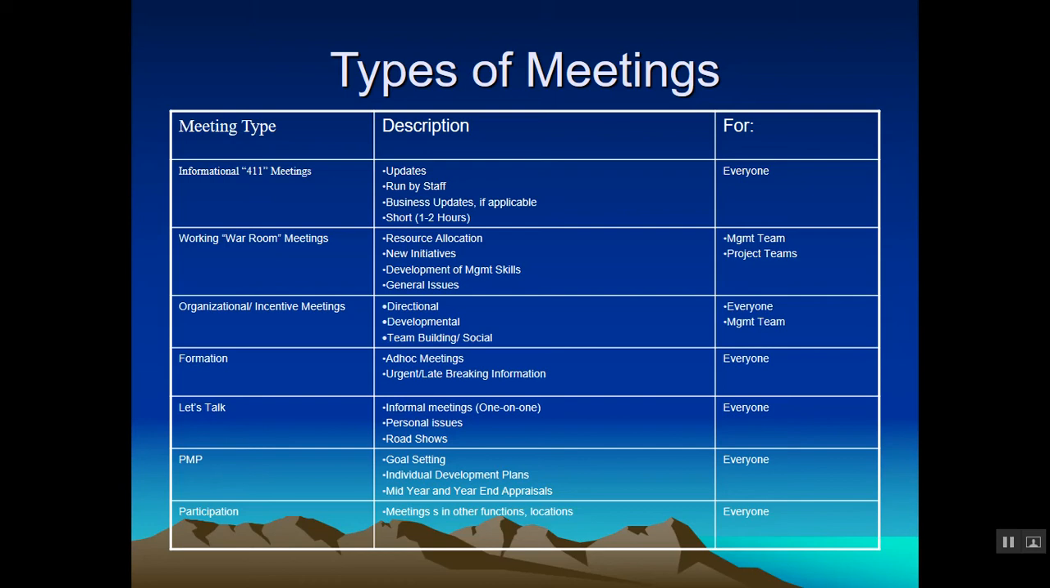And then lastly, participation meetings. In those, it would be, where do we strategically take people from our organization and participate in the meetings of other organizations to sort of get a well-rounded picture of what's going on in the organization.